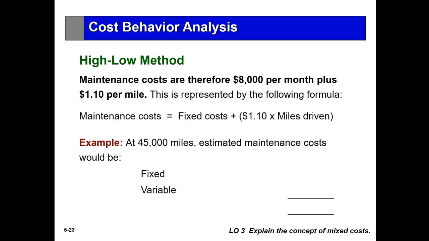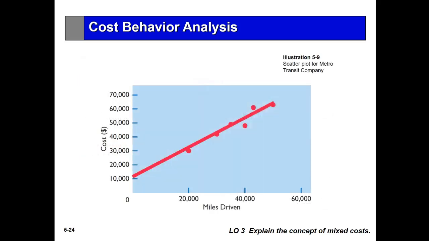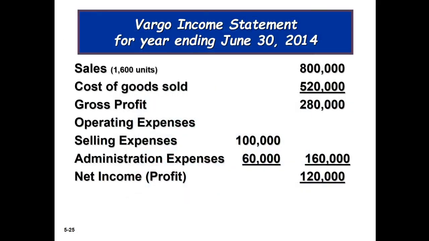Using that, then I can predict what my total cost would be at 45,000 miles. The fixed would remain fixed. But the variable, $1.10 times 45,000, gives me 49.5. I have a total cost predicted of 57.5. There you have a graphic presentation of how we come up with cost behavior.